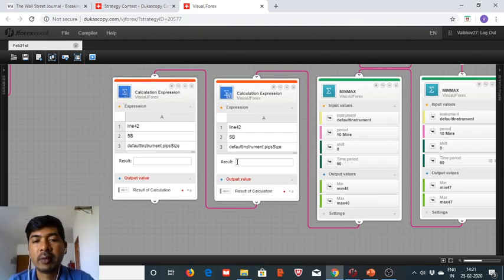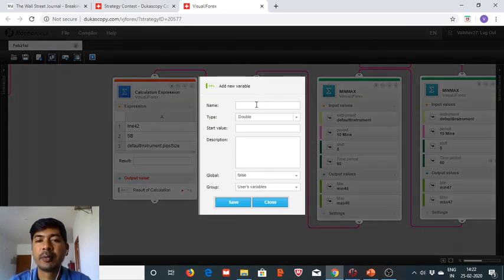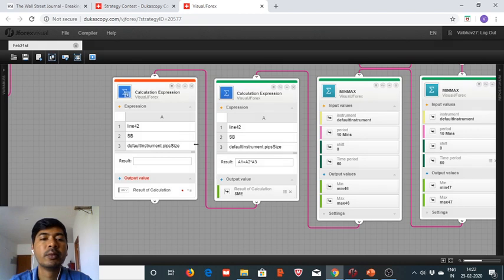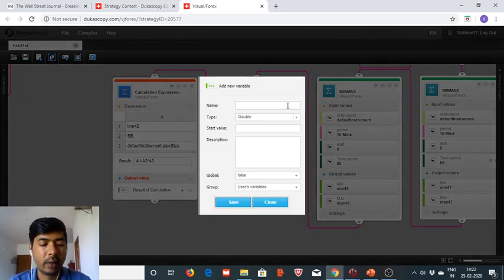And now let's define it. We are creating a band of 10 pips on either side of the SMA. So what we do, A1 plus A2 into A3, and here is the result of the calculation. We define it as SMA band for euro. Save. Here A1 minus A2 into A3. And here the result of the calculation will be SME1. SME1.